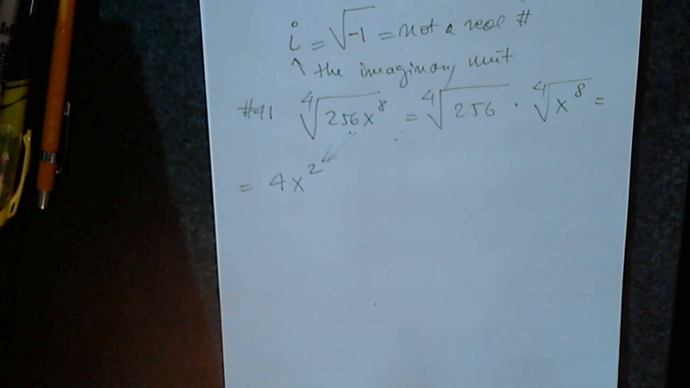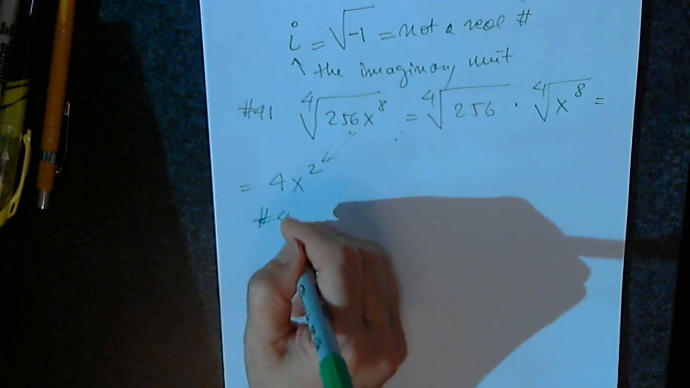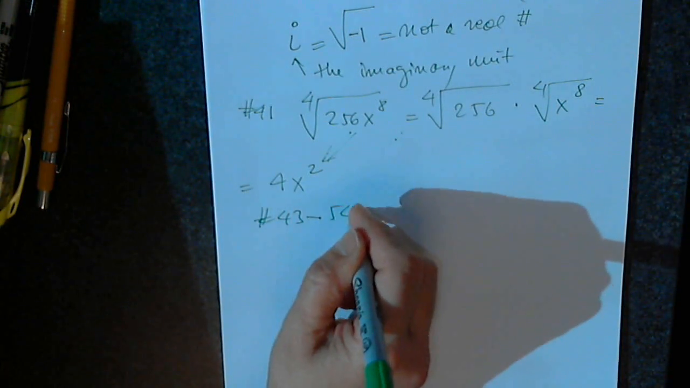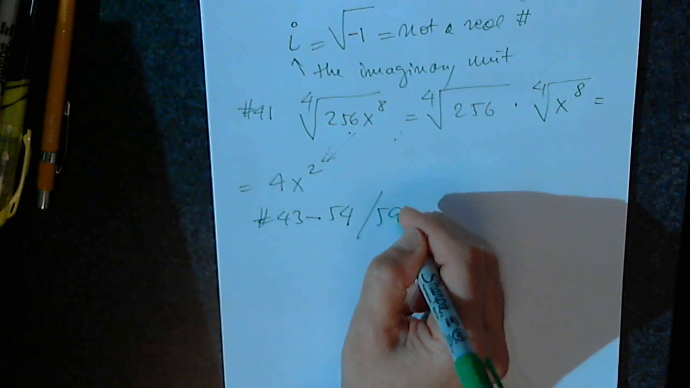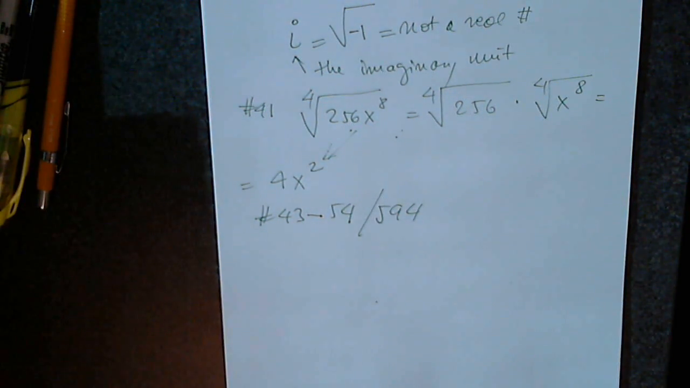Okay. Now we are getting into the absolute value situation. Problems 43 through 54 on page 594 are telling us this: Simplify. Assume that the variables represent any real number.